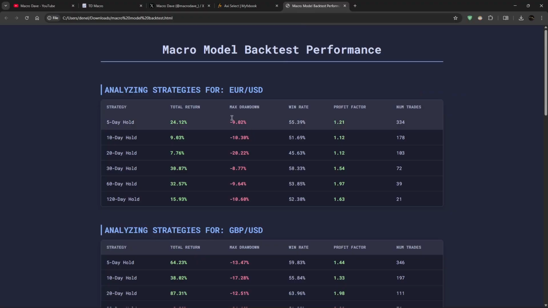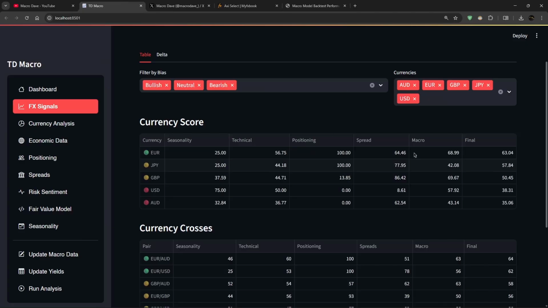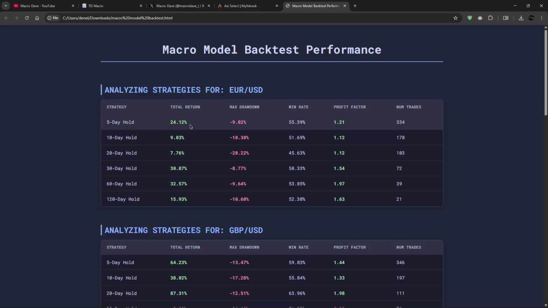So the backtest performance is something that I'm very proud of. So you can see that Euro USD, this is a 10-year backtest from 2015. It simply looks at the momentum of the macro score over time and buys whenever there's strong momentum and sells whenever there's weak momentum. And this is not really a buy and sell model. The model overall acts as a guide. So it's not like a trading bot where this would be my actual returns. This is just showing that the macro model has an edge and it's not random.